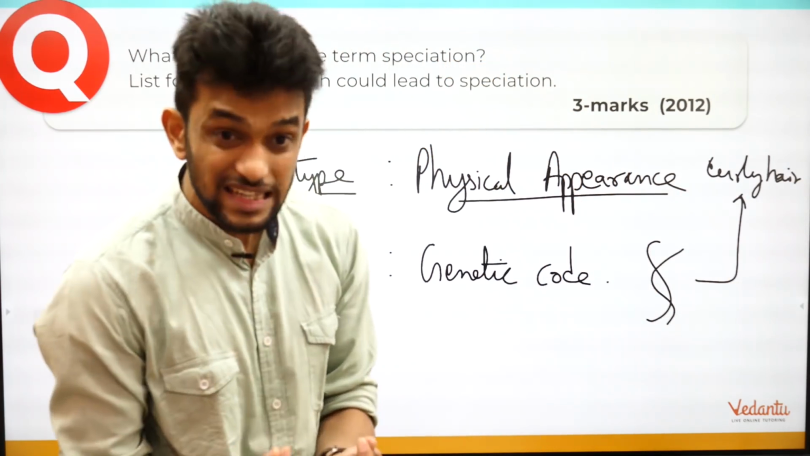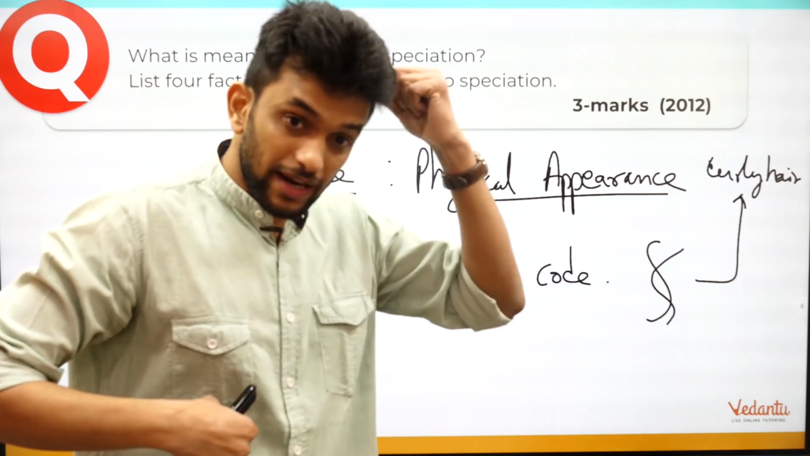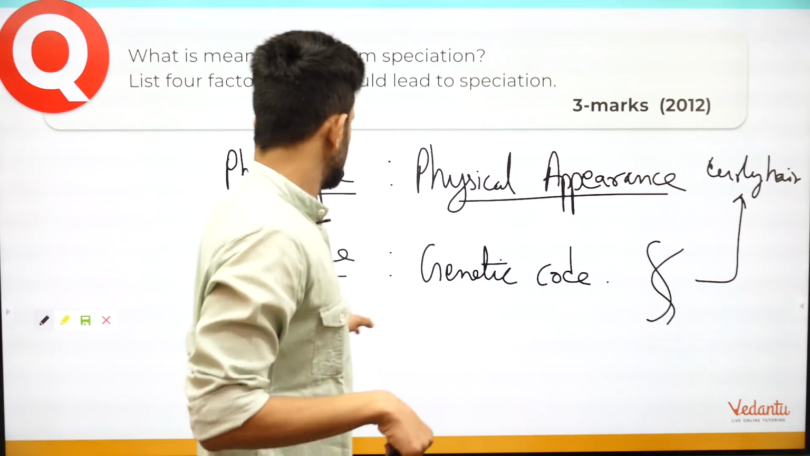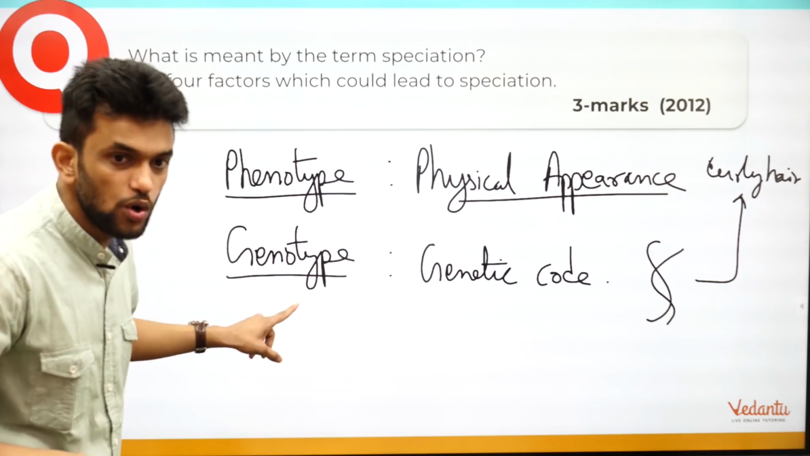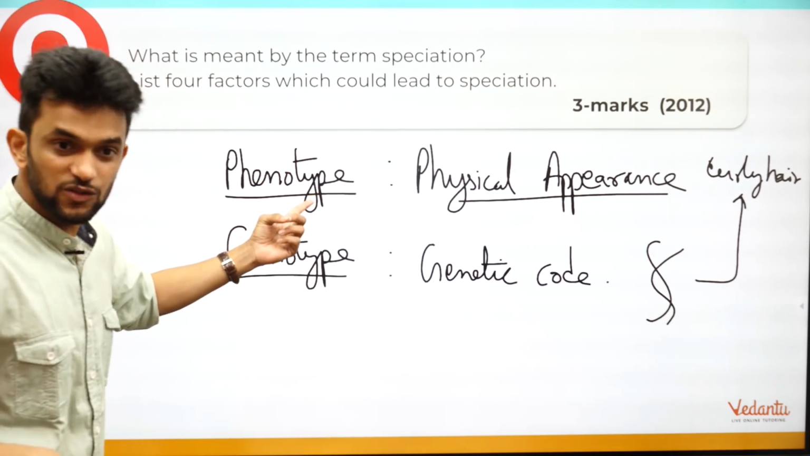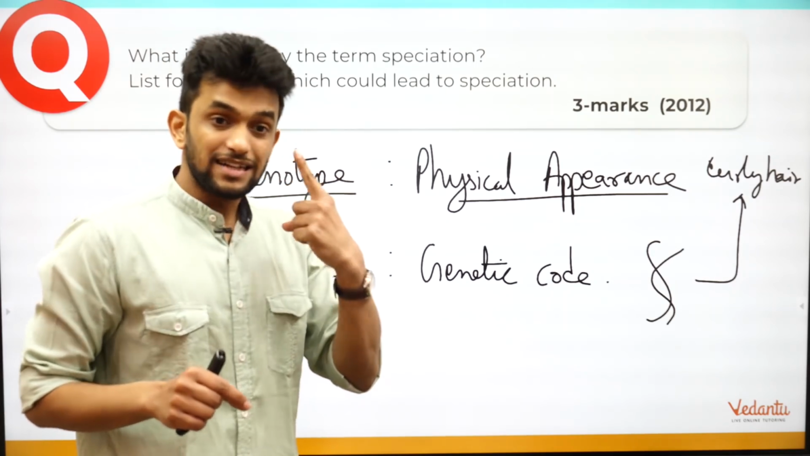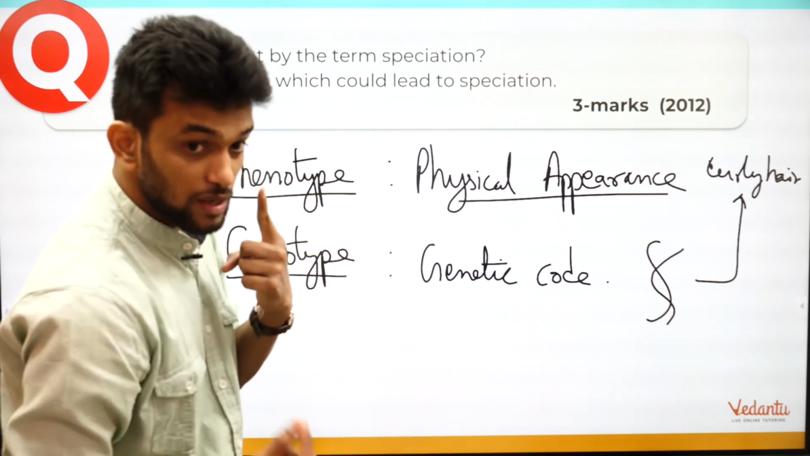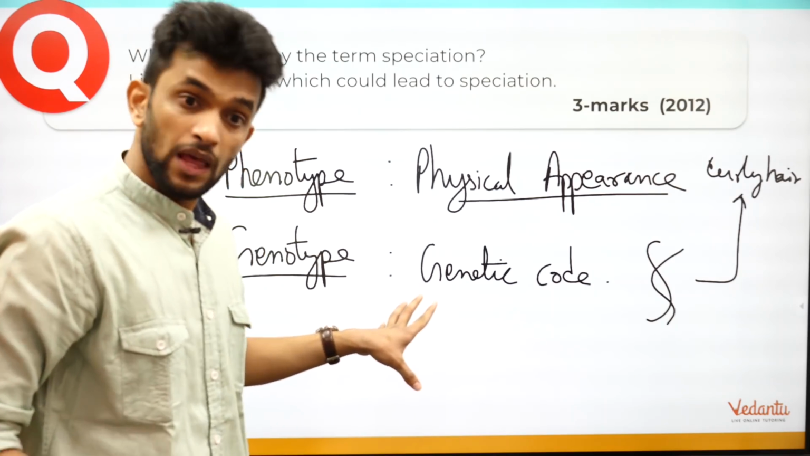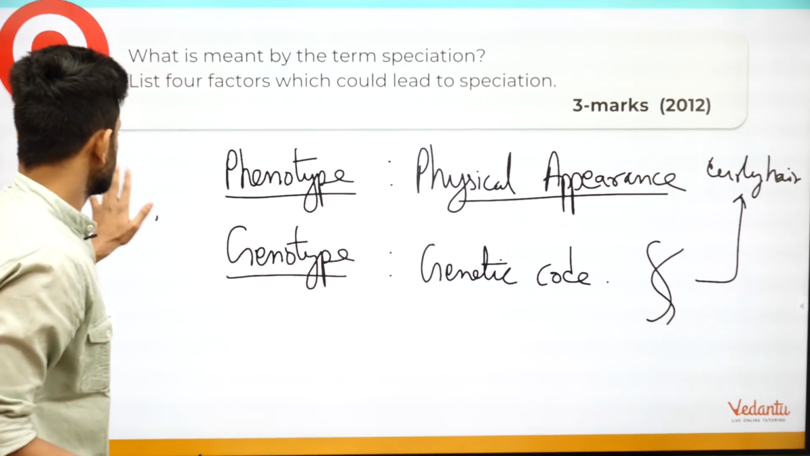You cannot see my genes, but some gene has coded my curly hair. So that is genotype. My genotype has led to my curly hair. That is phenotype. Phenotype means physically how does it look? Brown eyes, that's a phenotype. The gene coding for the brown eyes is a genotype. Okay, very good.